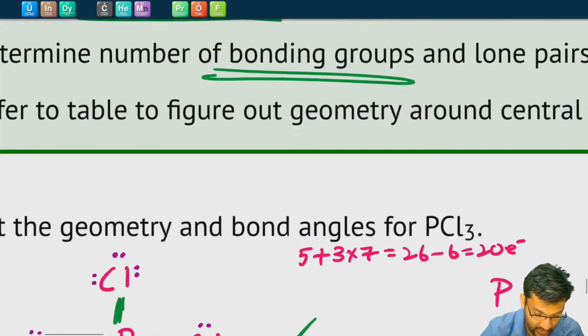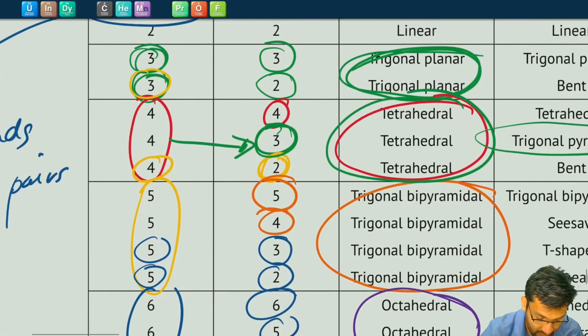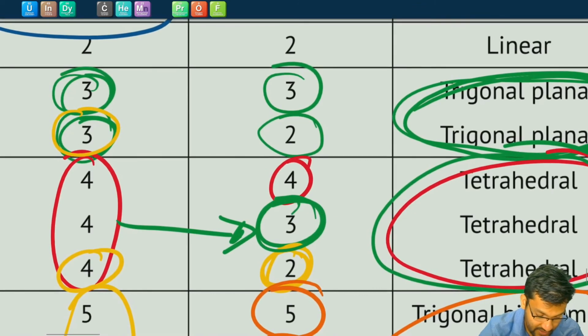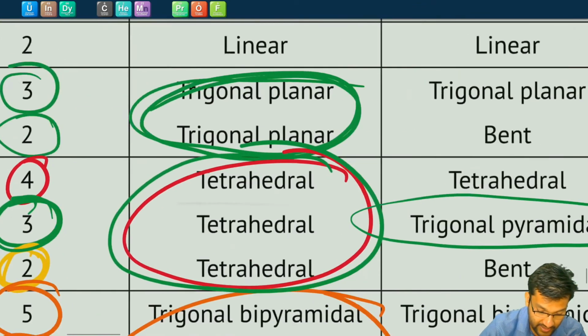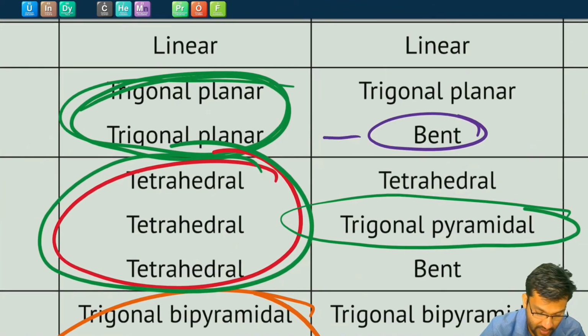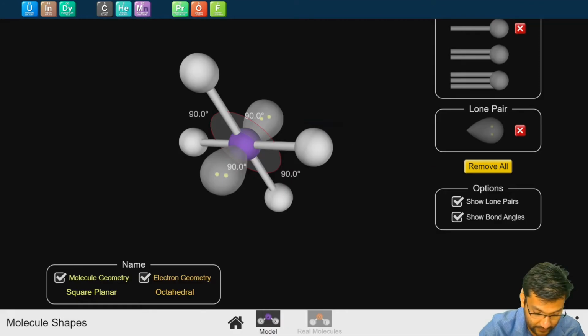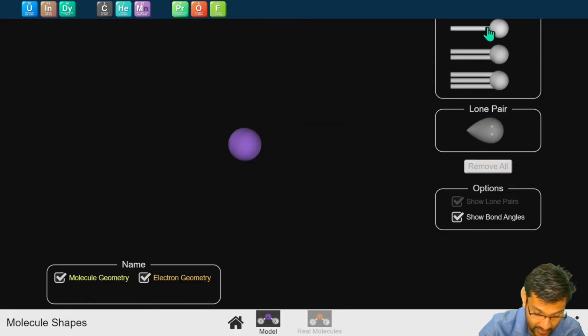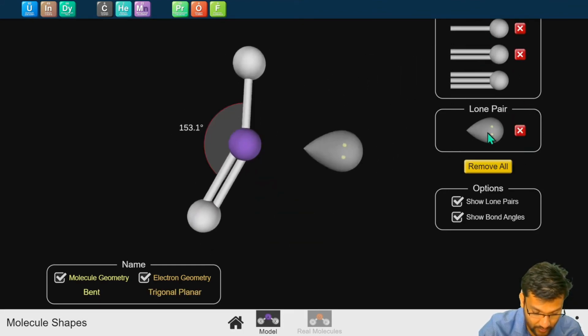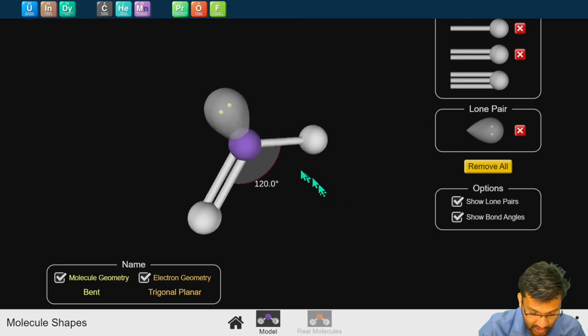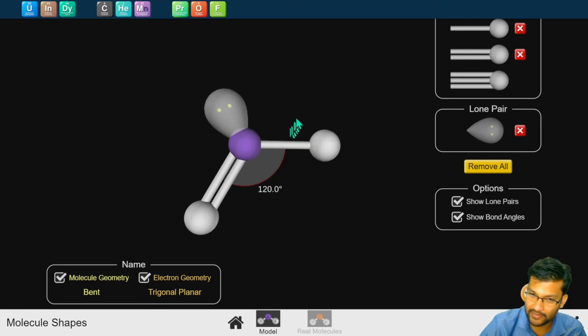So we scroll up. We have 3 electron groups, but only 2 of them are bonds. So we have, as you would guess, a bent structure. The electronic geometry is trigonal planar, but the overall structure is bent with an angle of less than 120 degrees. If you were to draw that, we have a single bond and a double bond and a lone pair. We have a bent structure of around 120 degrees.